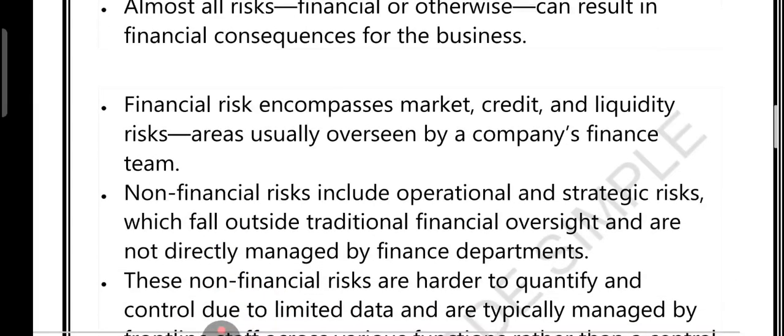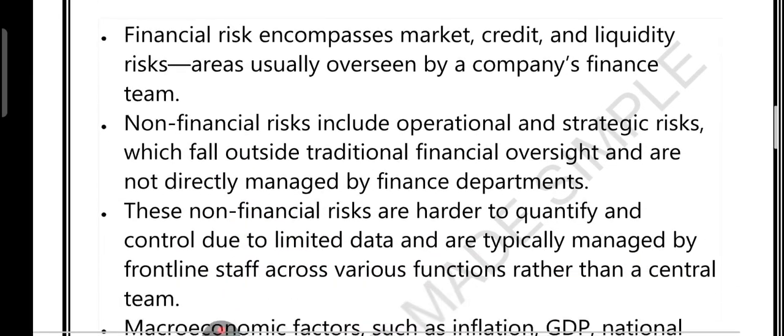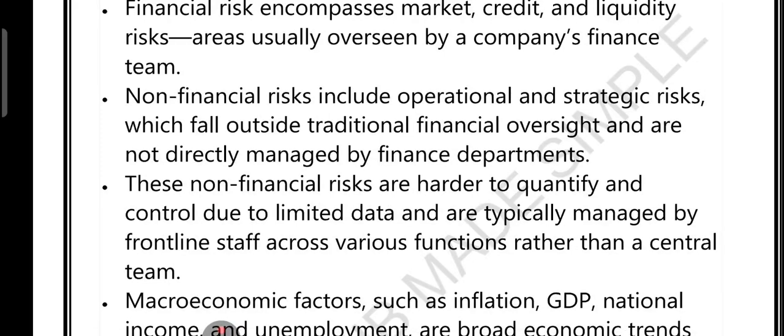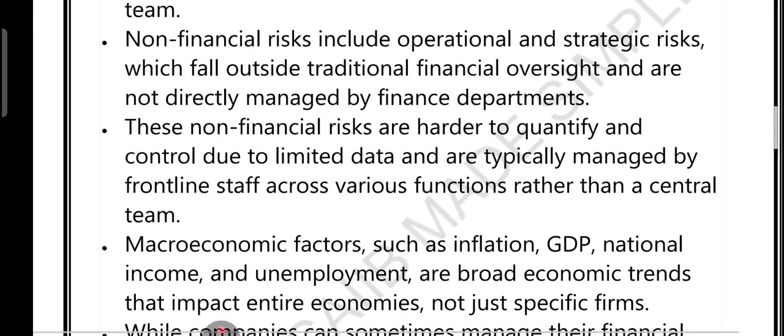So financial risks like market risk, credit risk, and liquidity risk are usually managed by the finance team. But non-financial risks like operational failure and poor strategy are harder to measure and often handled by different departments. These risks are also hard to control because there is limited data. They depend on people across the company. There is not just a single risk team.